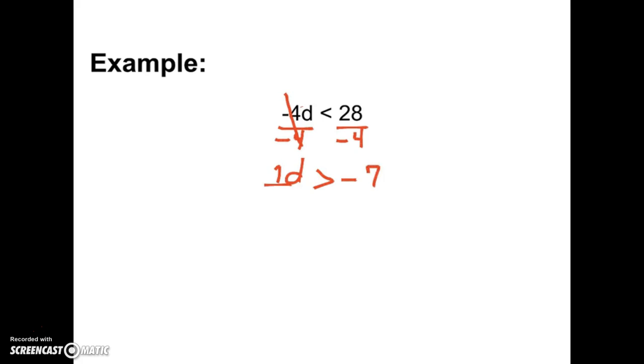So notice that unlike the other problems that we did, because we divided by a negative, our symbol here switched from a less than sign up here to a greater than sign down here. Now, some of you are wondering, do I have to have that 1 in front of the d? No, you don't. So you can also write that just as d is greater than negative 7.